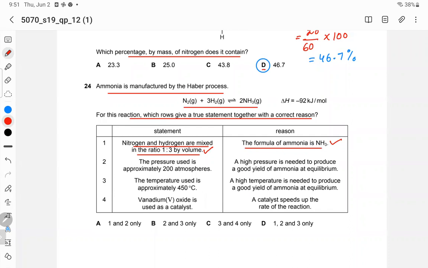So let's have a look. The statement number 1 is correct. The pressure used is approximately 200 atmospheres. No, it's wrong. We use more than that. The high pressure is needed to produce a good yield of ammonia at equilibrium. Yes, we need a high pressure, but we need more than that. So the second statement goes wrong. Okay, they are asking about the atmospheric pressure. Yes, we can use a 200 atmosphere pressure.